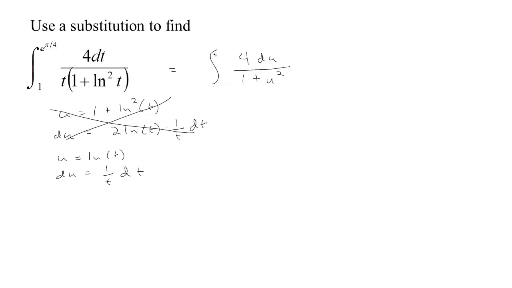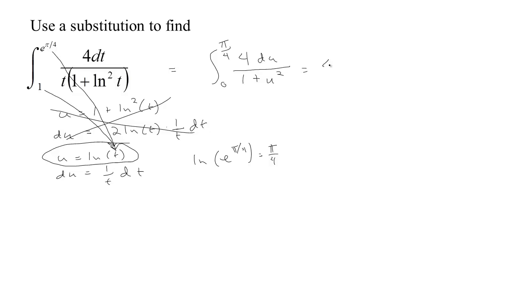But I need to figure out what my bounds are. In order to figure out my bounds, I look at the equation that defined my substitution. To get my lower bound, plug in the original lower bound. The natural log of 1 is 0, so my new lower bound is 0. To get the upper bound, plug in the original upper bound. The natural log of e to the pi fourths is the exponent you put on e to get e to the pi fourths, and so that is pi fourths.